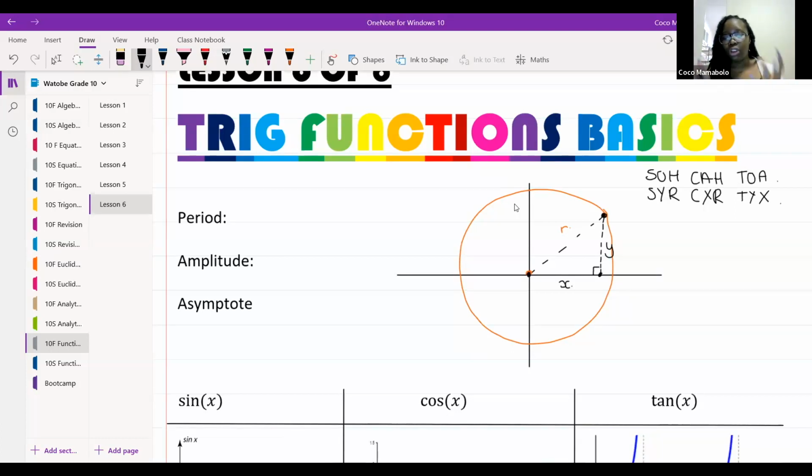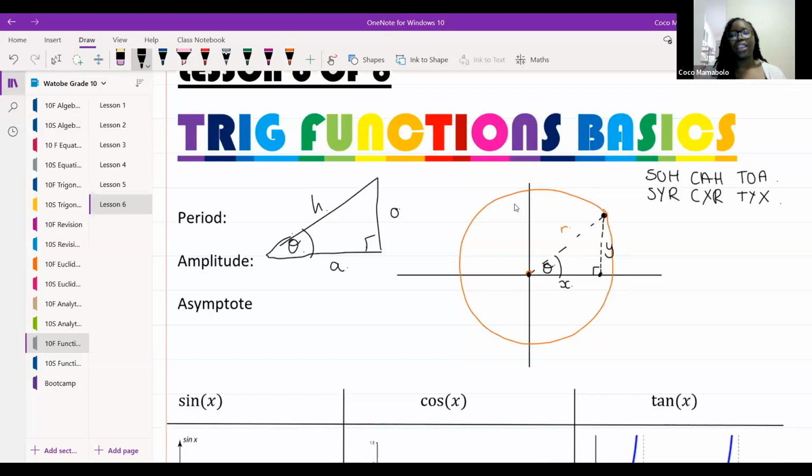If you do not know this, it comes from the idea of SOHCAHTOA, because this is our angle theta. If we have a right-angled triangle and this angle theta, sine is opposite over hypotenuse, cos is adjacent over hypotenuse, and tan is opposite over adjacent. But instead of saying SOHCAHTOA now, we are going to be using y and r, x and r, and y and x.